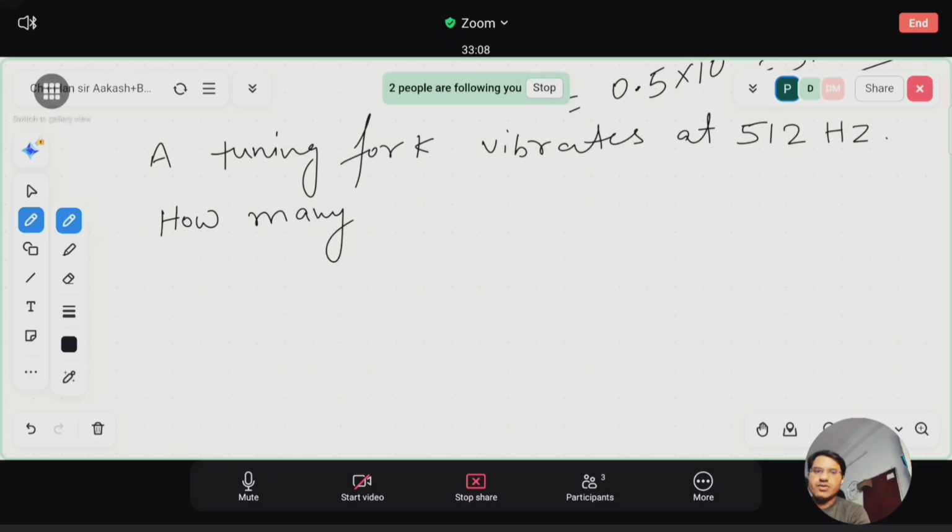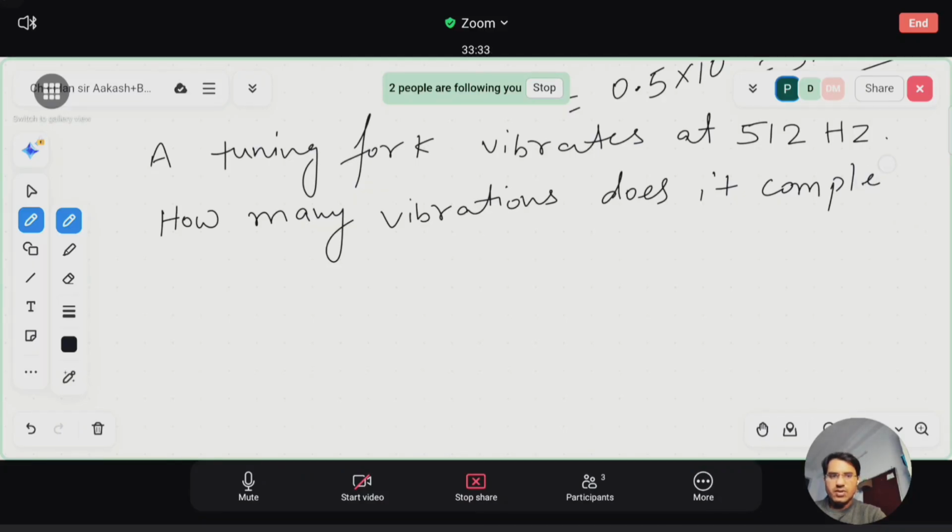Yes, Deepak, what is given? 512 is what? Is the velocity? No. Velocity is in meter per second. You have to see the unit. It's the frequency. Frequency. Very good. So now we are asking how many vibrations does it complete? Vibrations means number of waves, you can say. How many number of waves does it complete in 2 seconds?